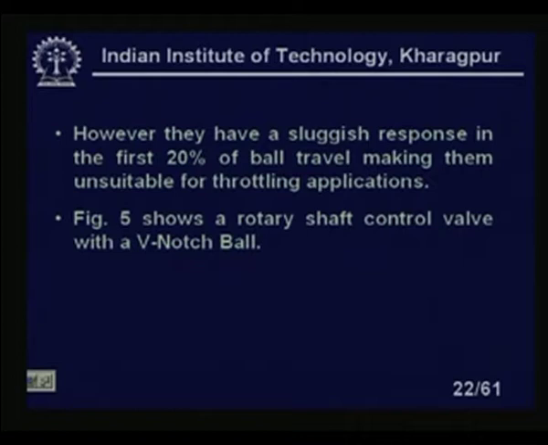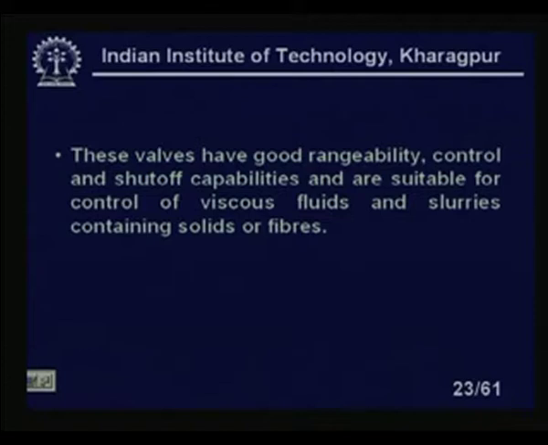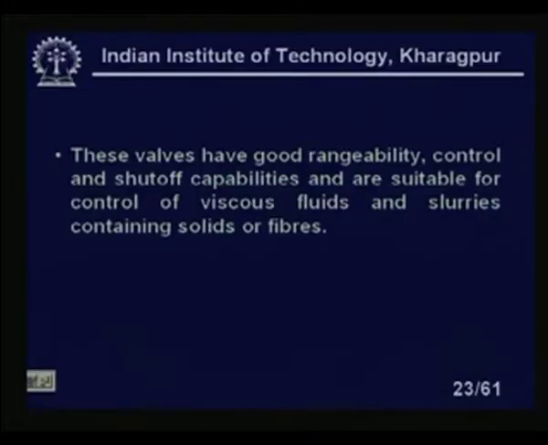Figure 5 shows a rotary shaft control valve with a V-notch ball. The V-notch produces an equal percentage flow characteristic. These valves have good rangeability, control, and shut-off capabilities. The range is higher, that means it has a wide range. This is very important. And its control and shut-off capabilities are also high. These are the advantages of this type of valve.